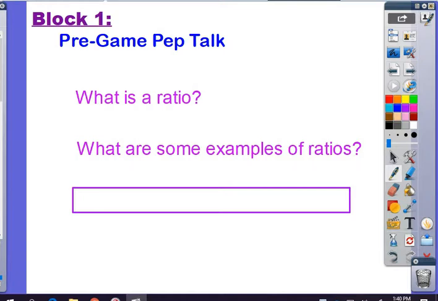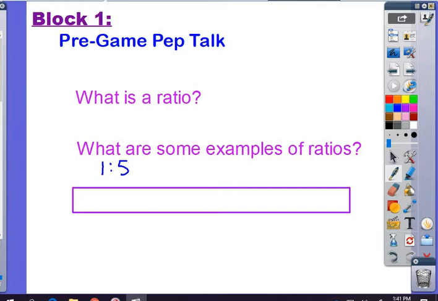One person said it could be written with a colon, so like 1 to 5. And that could be objects like 1 football to 5 baseballs, or what else could 1 to 5 mean? 1 chocolate bar to every 5 packages of M&Ms. 1 volleyball for every 5 basketballs. 1 volleyball to every 5 basketballs.